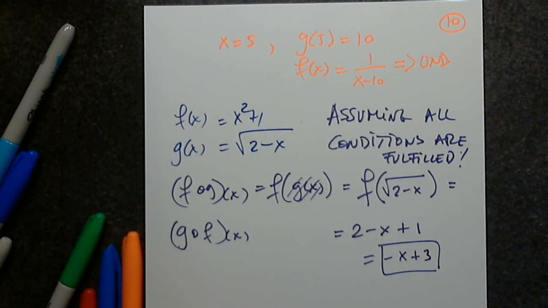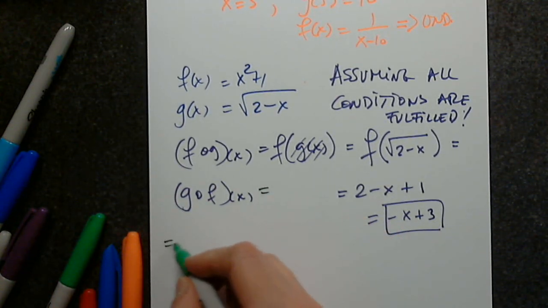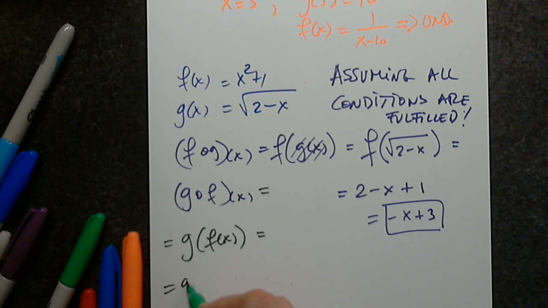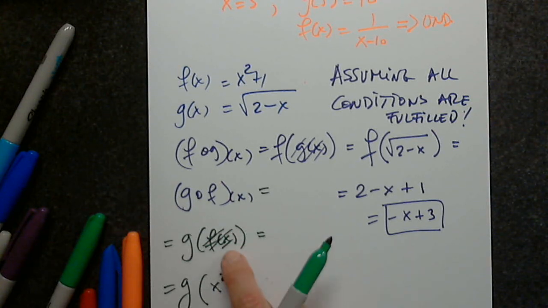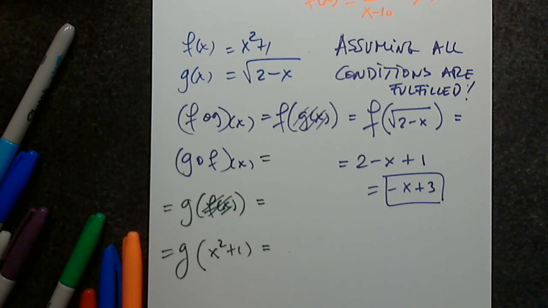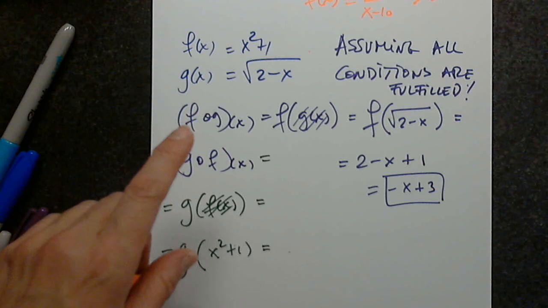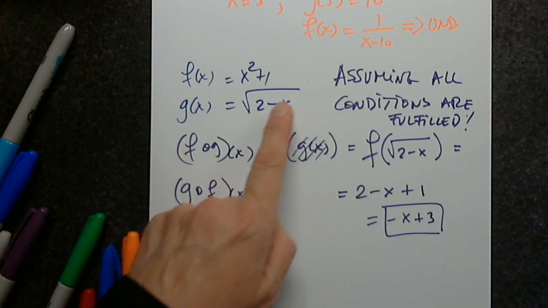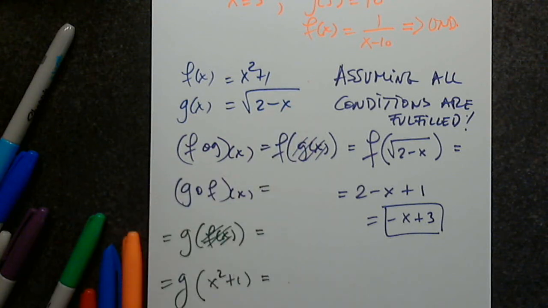Now we are asked to find the reverse order, I should say, not opposite. So this is g of f of x, which is g of x squared plus 1. Remember, I have to replace f of x, the inner function, first. And now I look at g. G says you must perform the following operation: the square root of 2 minus blah.